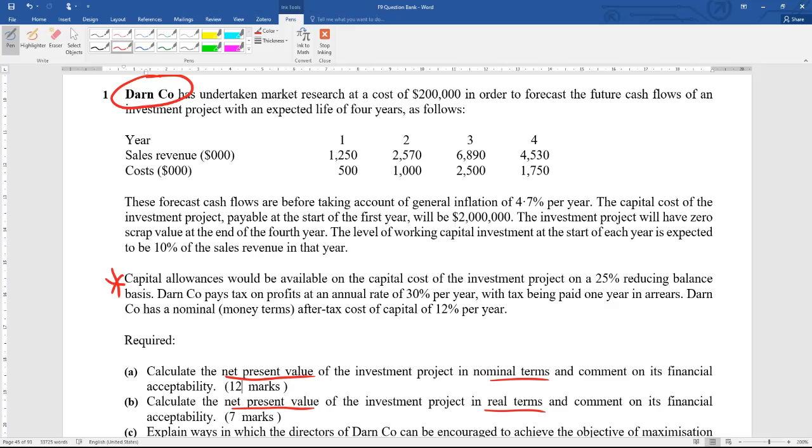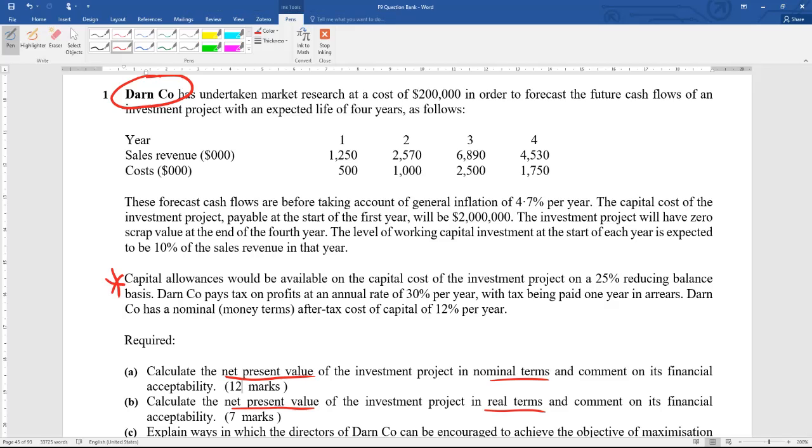Nafisa, that's what you're asking? Why we were doing it? Yes, because the examiner showed us that capital allowances are available. Because of the capital allowances, we get the tax savings.